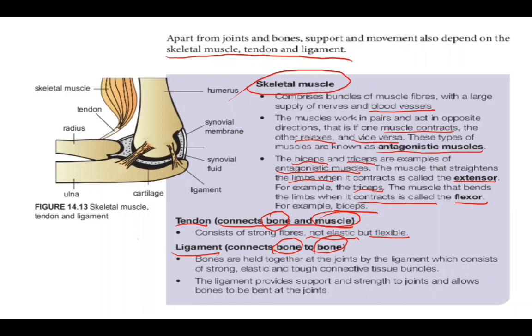Bones are held together at the joint by the ligament, which consists of strong, elastic, and tough connective tissue bundles. The ligament provides support and strength to the joint and allows bones to be bent at the joints.